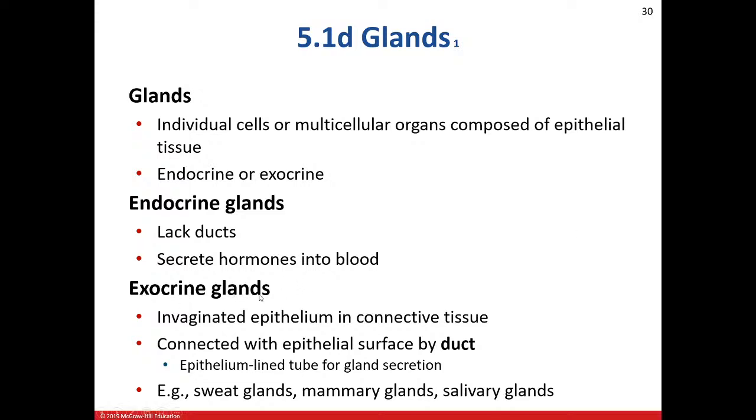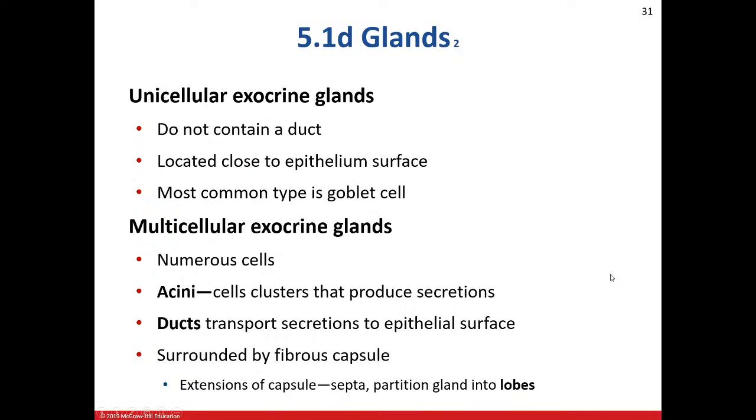Exocrine glands do have a duct, and they secrete their product into a duct, which carries their secretory product to the surface of the body. So you'll find this in sweat glands as well as the mammary glands. They have a duct which carries milk out through the nipple, and the salivary glands also have a duct which carries fluid out into the oral cavity. Now, the oral cavity is technically outside your body, and we'll discuss that more in the digestive system unit.